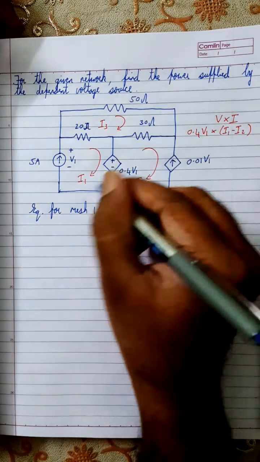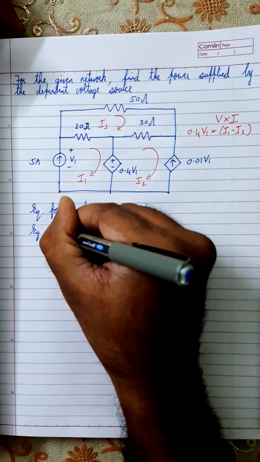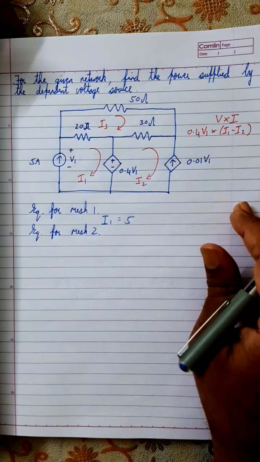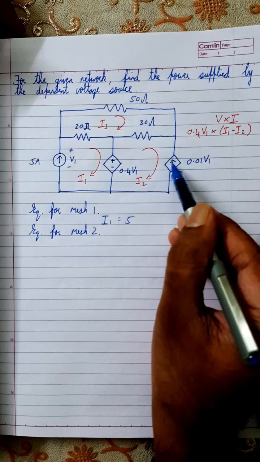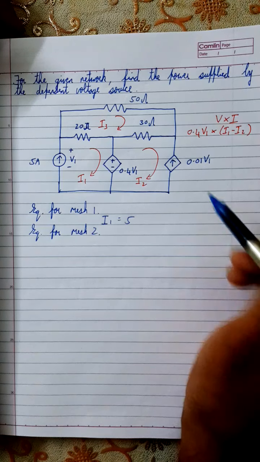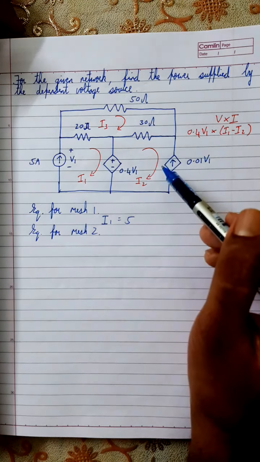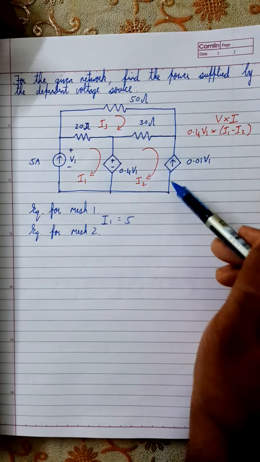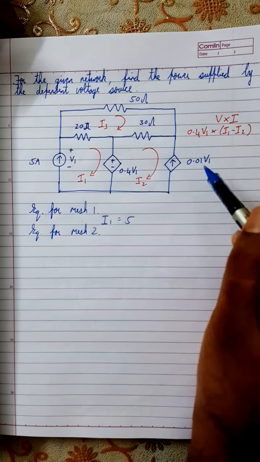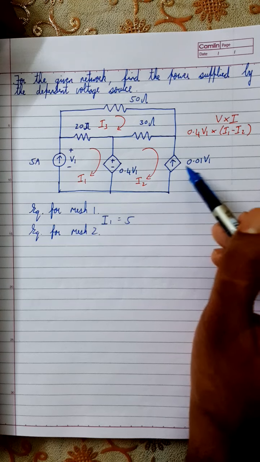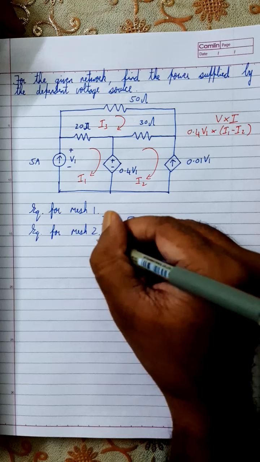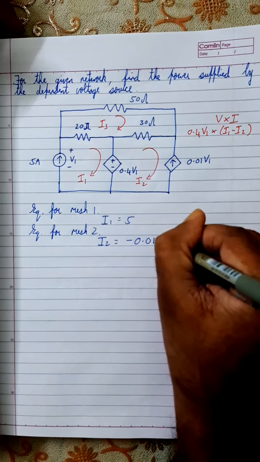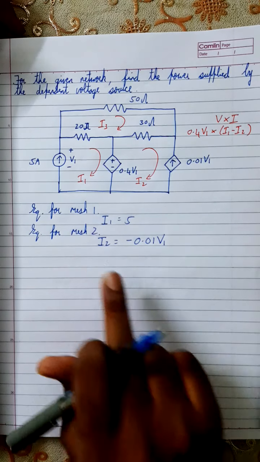Now what is the equation for mesh 2? Here also there is a current source in this branch, going upwards, whereas I2 is going downwards, the opposite direction. So in this branch the current is I2, and the same current is 0.01 V1 going upwards, which means the equation for mesh 2 is I2 equal to minus 0.01 V1.